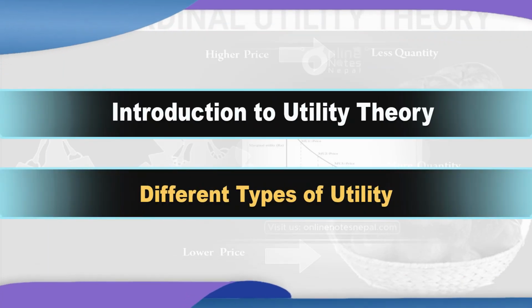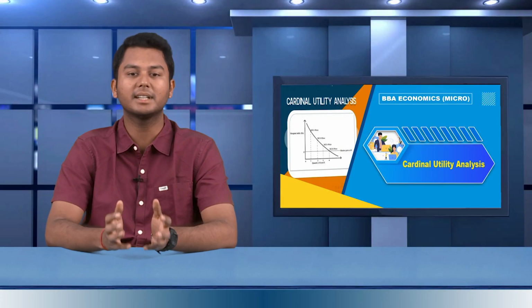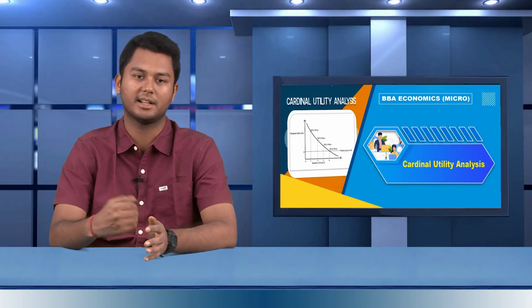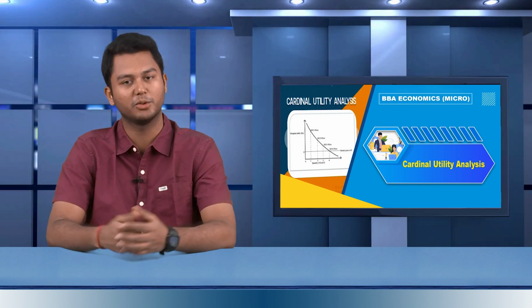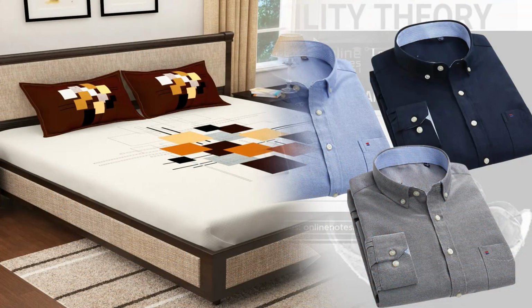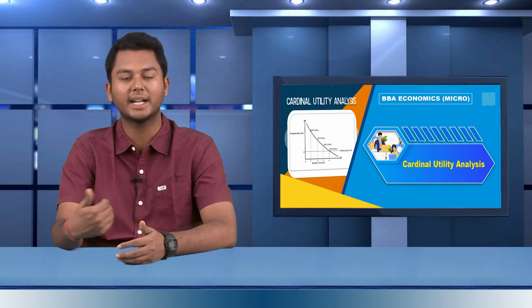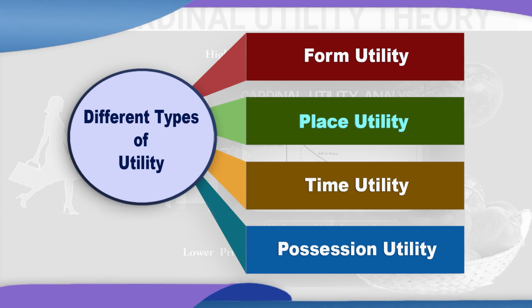Let us look at the different types of utility. First you have form utility. This occurs when raw materials are transformed into finished products that consumers find more useful. For example, cotton becomes more valuable when it's made into shirts or bed sheets because it can now satisfy human wants or needs directly. Then we have place utility.